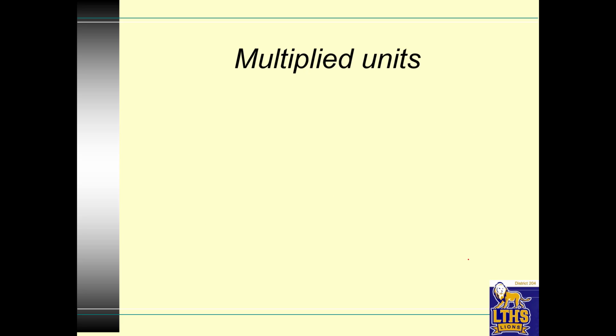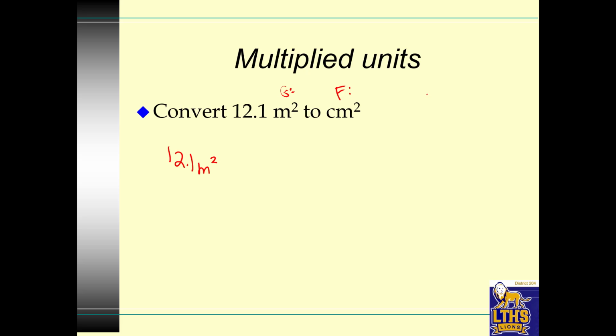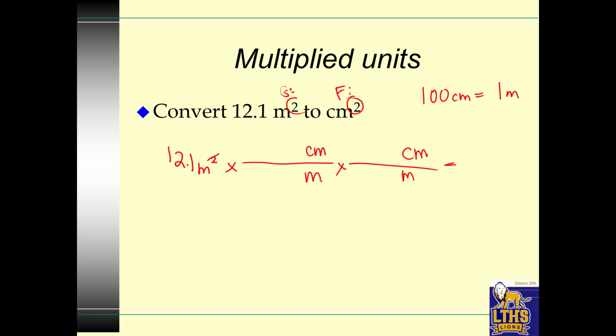Okay. So multiplied units, 12.1 meters squared to centimeters squared. So this is a given and this is a find. All right, here's what I know. I know there's 100 centimeters in a meter. All right, but these are squared units. All right, so if I want to change it to centimeters squared, I'm going to have to cancel out meters, turn them into centimeters. And then I'm going to have to cancel out meters again and turn them into centimeters, so that when I'm done, this one cancels that one, this one cancels that one, and I get centimeters times centimeters, which is centimeters squared.